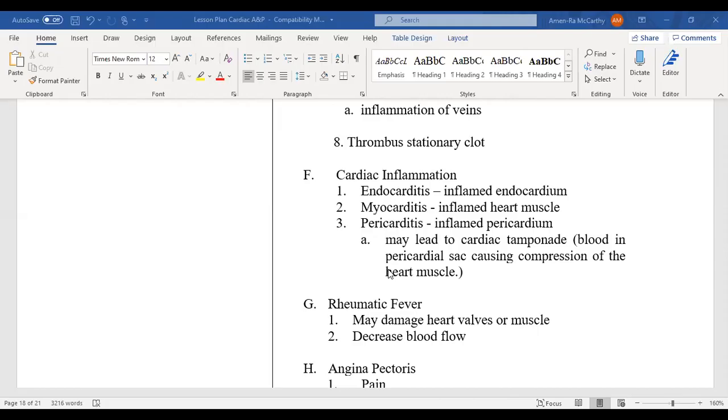I said inside is endocarditis. The inner layer of the heart is the endocardium. Outer is epicardium. The middle or the muscle is the myocardium. Now, if that pericarditis is left untreated, it could lead to cardiac tamponade. Cardiac tamponade.